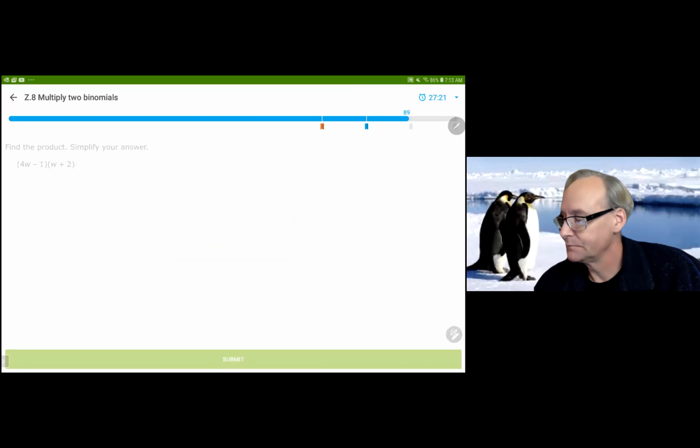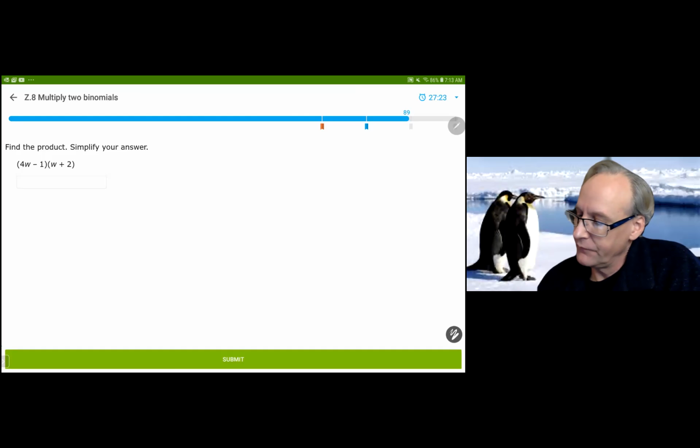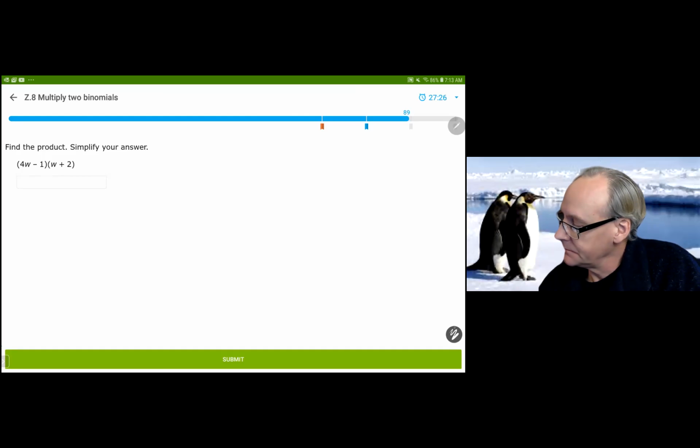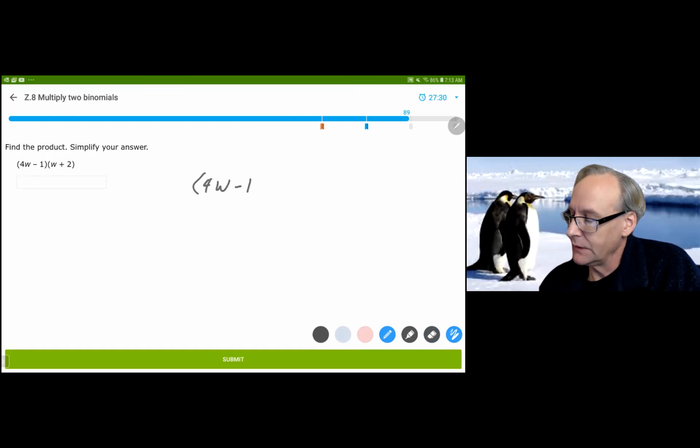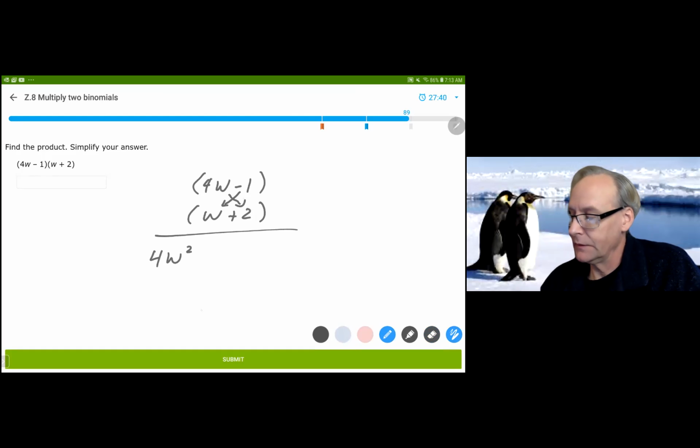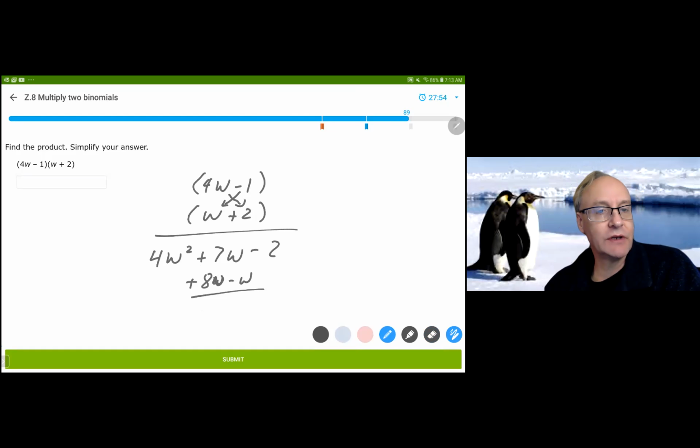We're getting there. Okay, so we've got a 4w. Shall I write it out? Why not? Let's write it one last time. 4w minus 1, w plus 2. That is 4w squared minus w plus 8w. That's plus 7w, just like the last time, minus 2. All I did was add the 8w minus w in my head, and got the 7w.